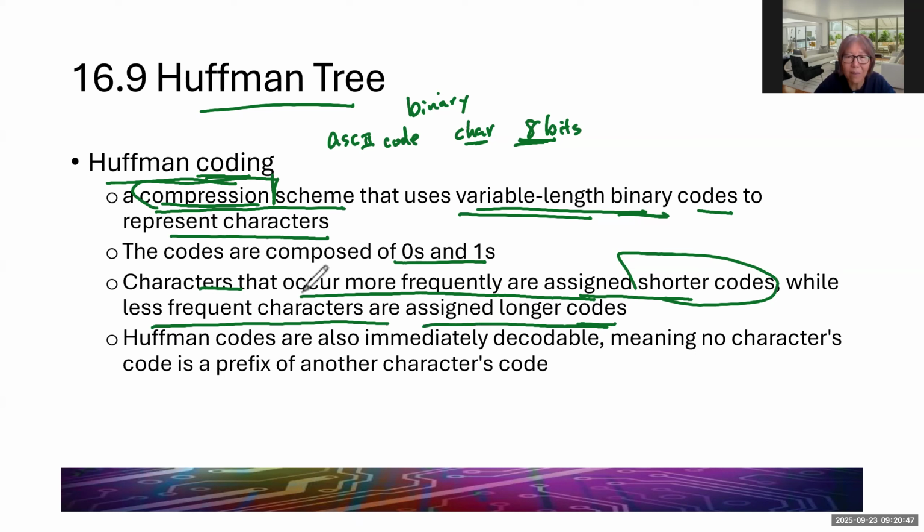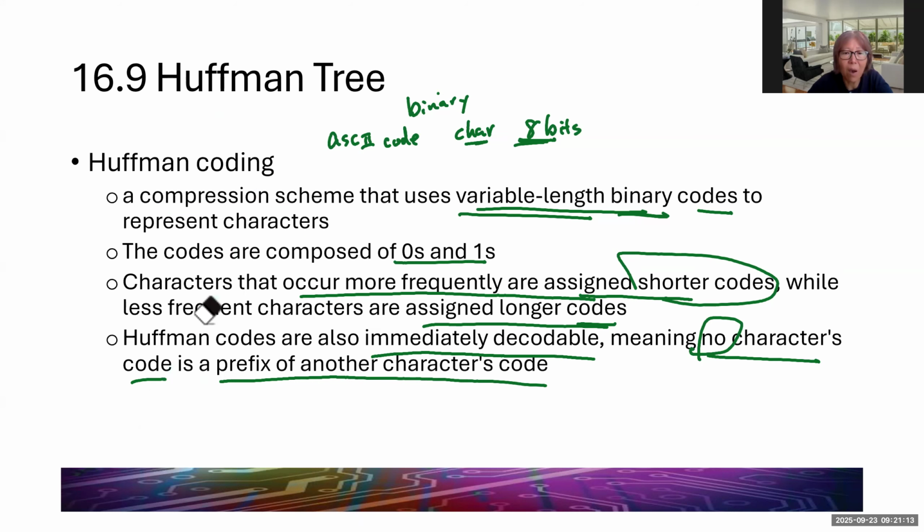So that's the idea. And it also follows another rule. It's called immediately decodable. The idea is that no character's code is a prefix of another character's code. So keep that in mind. One character's code cannot be a prefix of another character's code. So that's the Huffman coding.